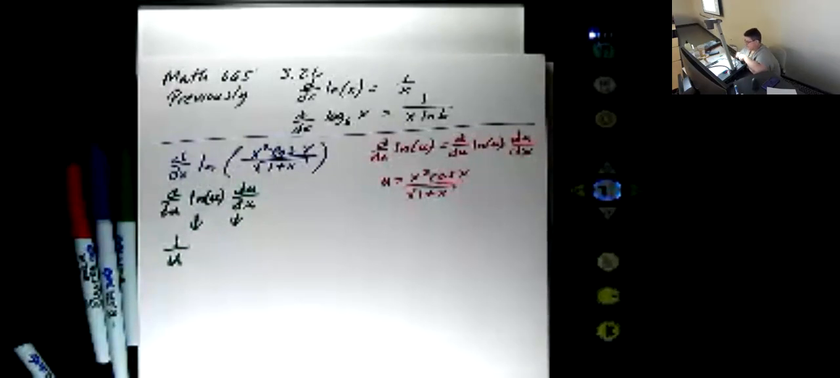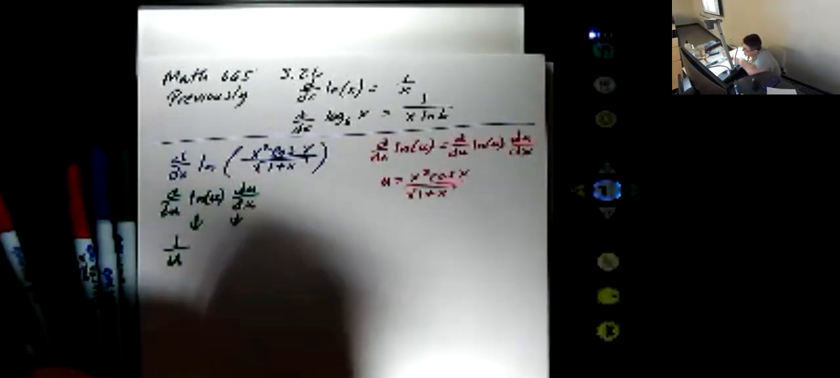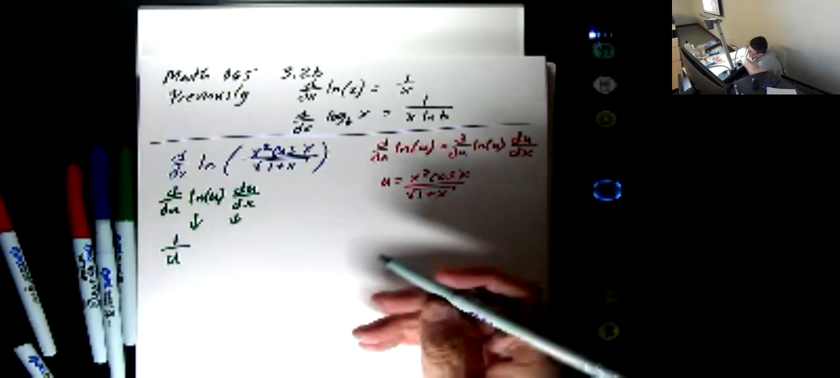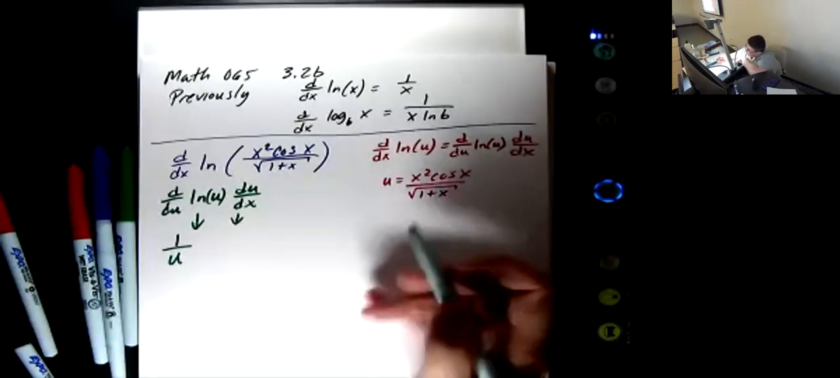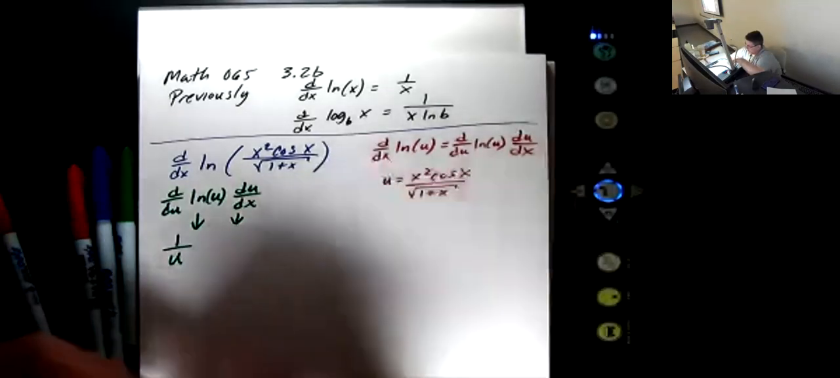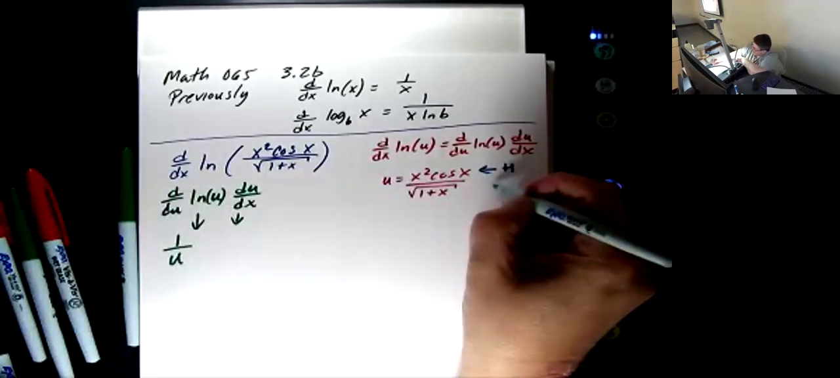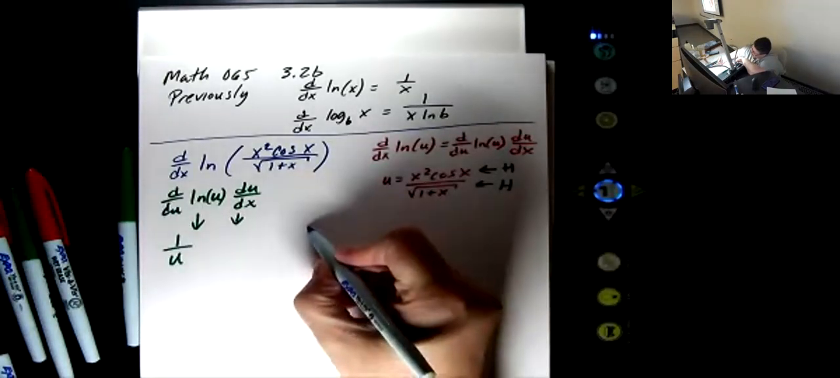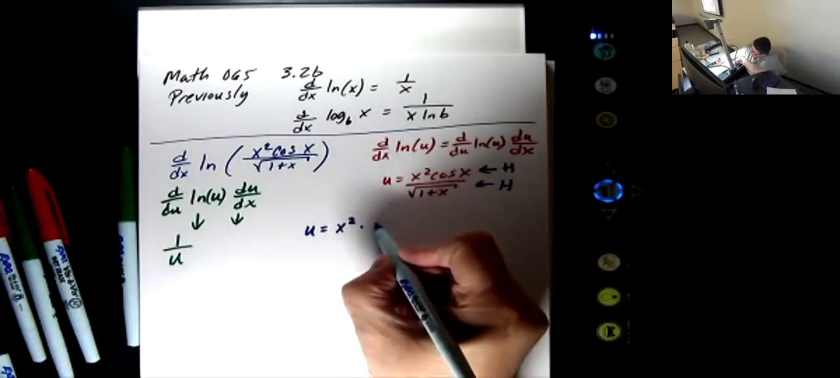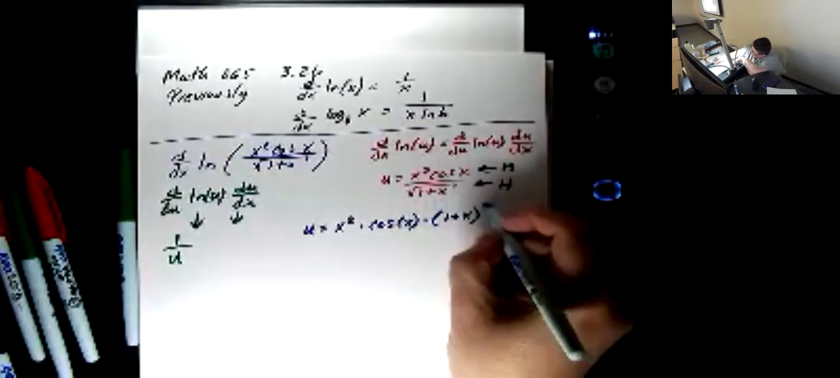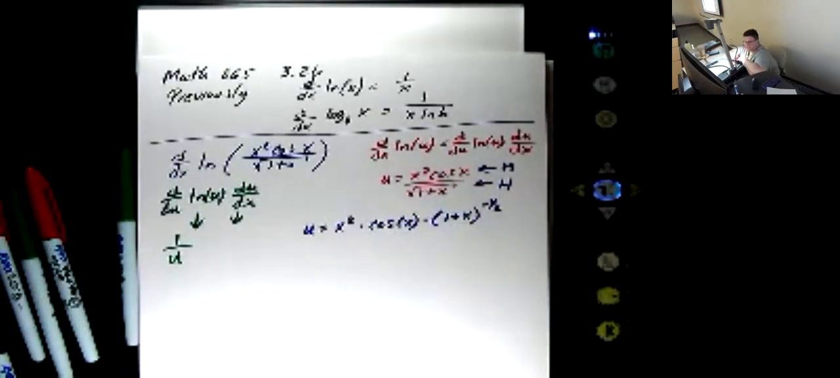So if we do du/dx, this is actually going to be a pain in the butt with the quotient rule because we have a product on top. So rather than doing the quotient rule, you could have done the quotient rule. If you did the quotient rule, that's your high and that's your low. Instead, I'm going to write this as u equals x squared times cosine of x times 1 plus x to the negative 1/2, and show you the full firing power of the product rule.